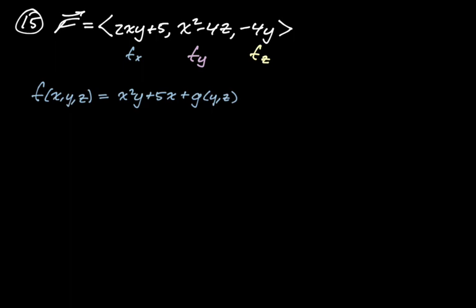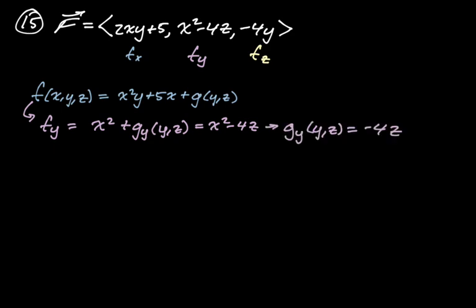So now we will find partial y of this thing. So partial y of this thing is going to be x squared plus partial y of g. Compared to what we think that partial y is. So that is given as x squared minus 4z. Subtract x squared from both sides, and we get that partial y of g is just negative 4z. We're going to integrate this with respect to y. That'll give us negative 4yz plus some new arbitrary function of just z, which would have a derivative of 0 with respect to y. So update what you think your potential function is.